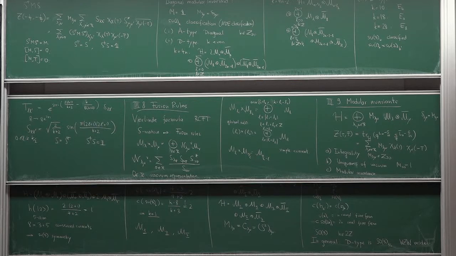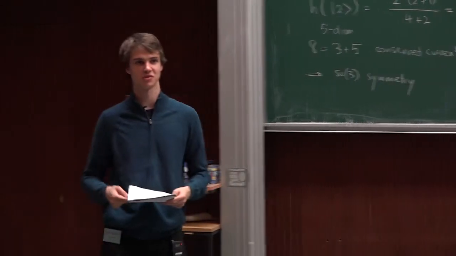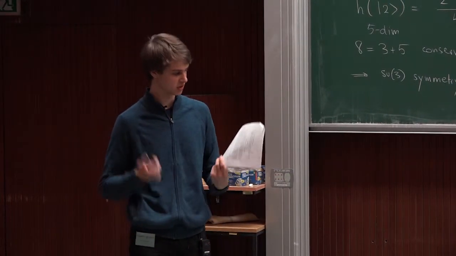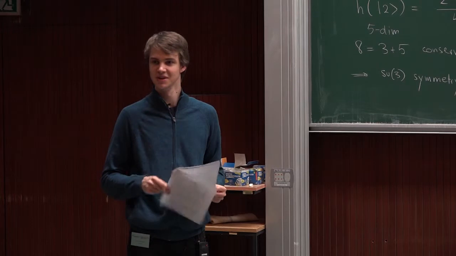Okay, so I think I'm done with the material I wanted to cover. There's one additional chapter in the lecture notes about cosets, which are gauged Wess-Zumino-Witten models, where you gauge some subgroup out. Unfortunately, I don't have time to discuss it, but you're very welcome to read it. It's just four pages or something.